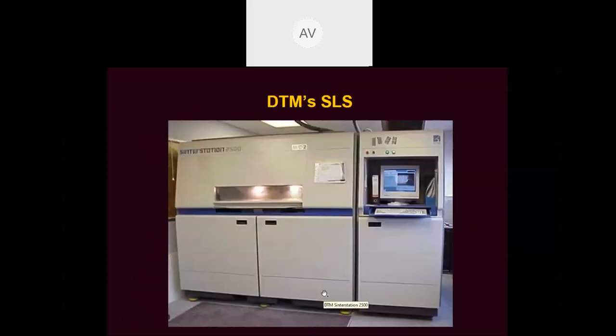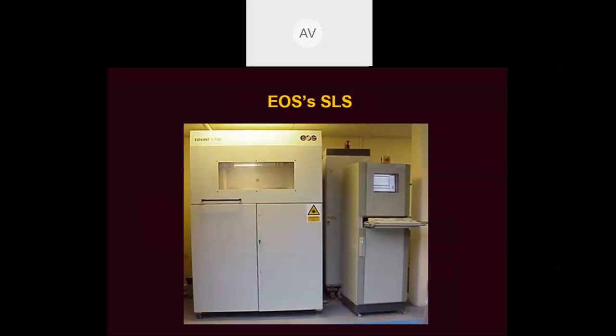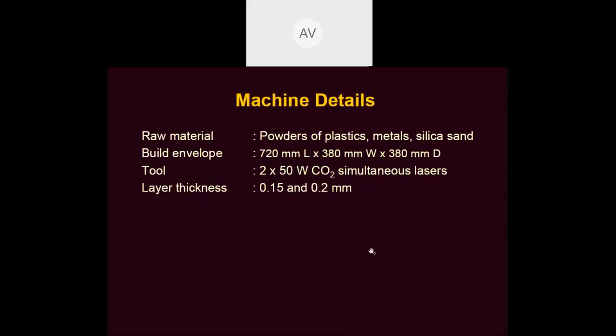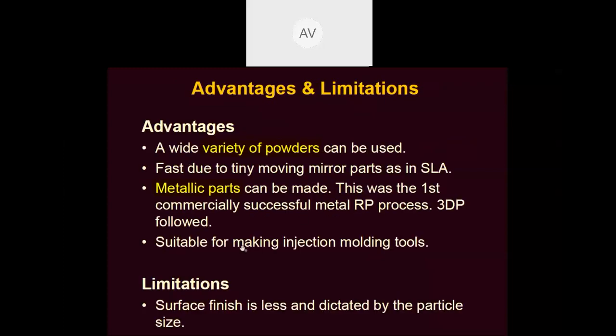So this is a selective laser sintering machine. These are some machine details of that. This is again one more machine from EOS, and this is the comparison of both the machines. It is not required for us because the latest machines are now available.